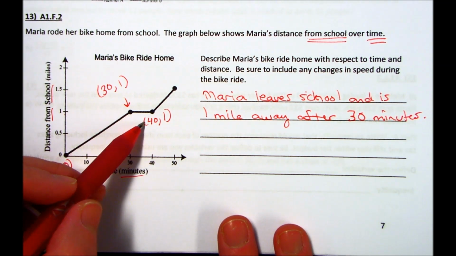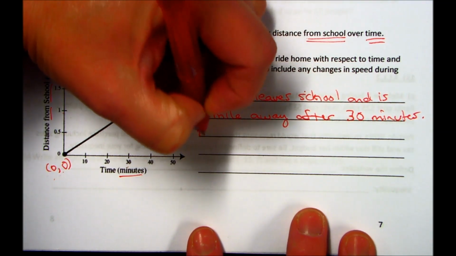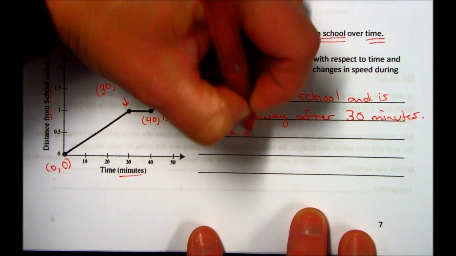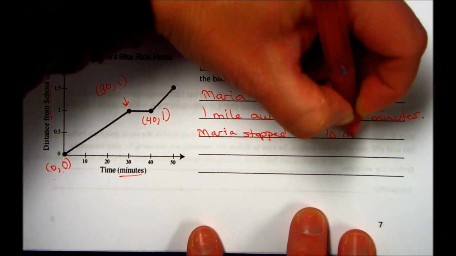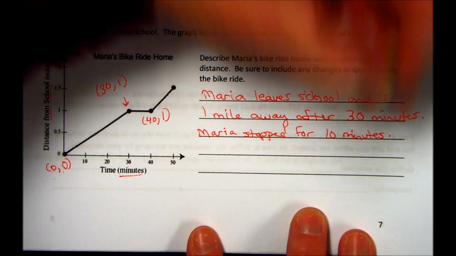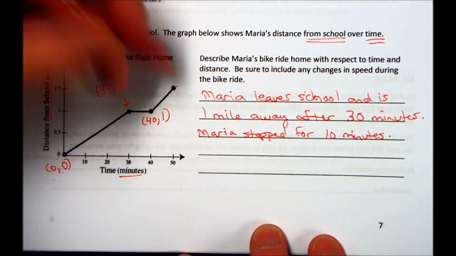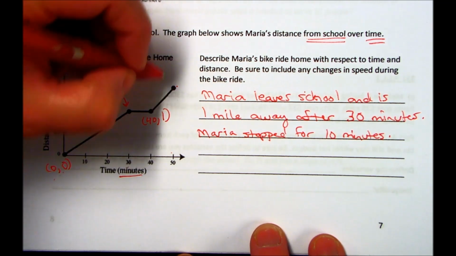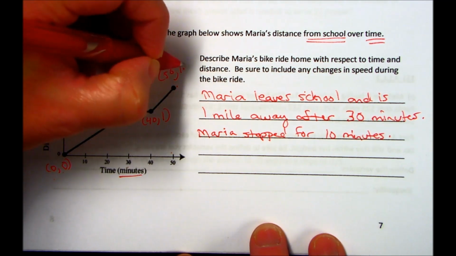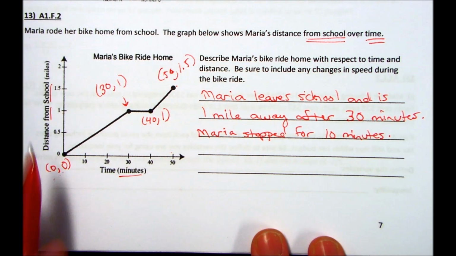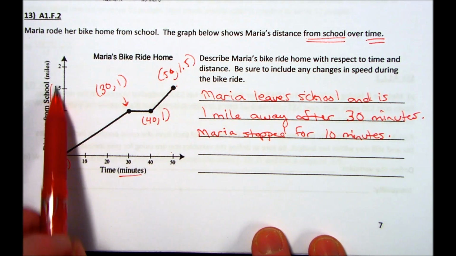So how long did she stop? Well, from 30 to 40, that's 10 minutes. So Maria stopped for 10 minutes. Okay, and so that describes that segment. And then from here to here, after 50 minutes, she's 1.5 miles from school. I keep saying from home. So after 50 minutes, she's 1.5 miles from school.